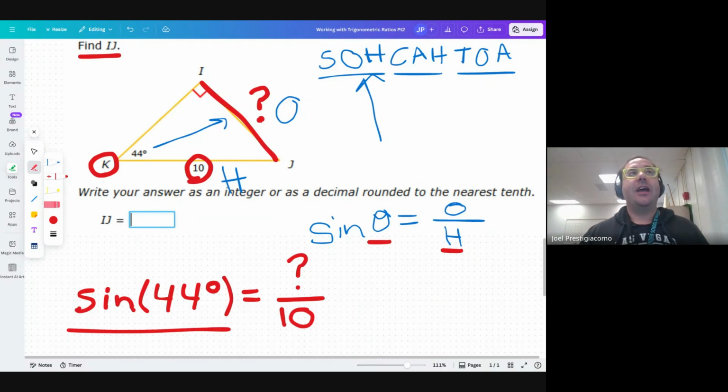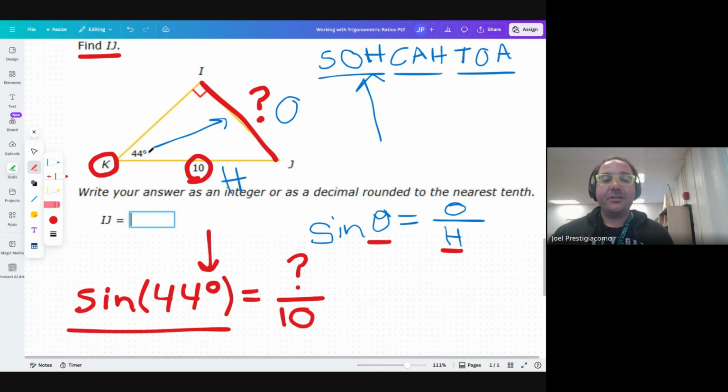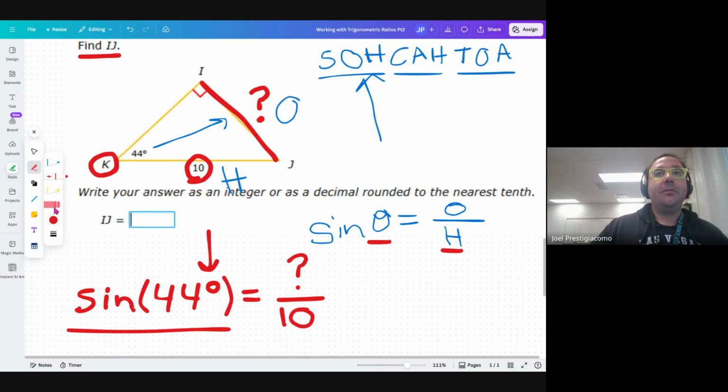So again, you can use the Desmos calculator. You can use your phone calculator if you want. But what's very important is that we are in what is called degree mode. Notice how we are using degrees in this problem. There is another type of measurement called radian measure. We don't use it, and a lot of calculators default to it, unfortunately.